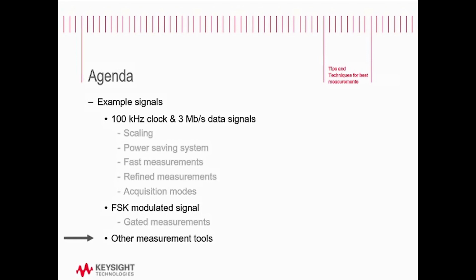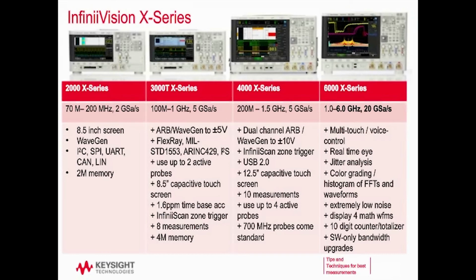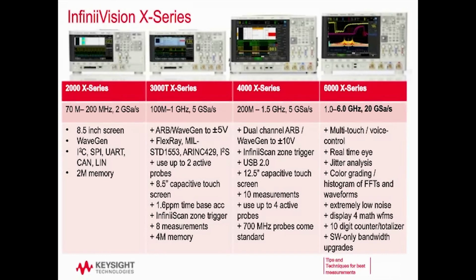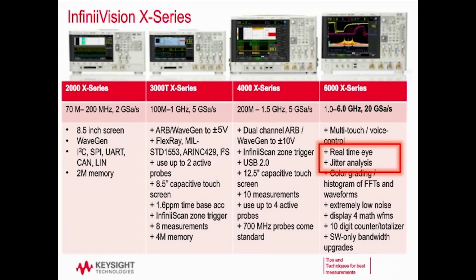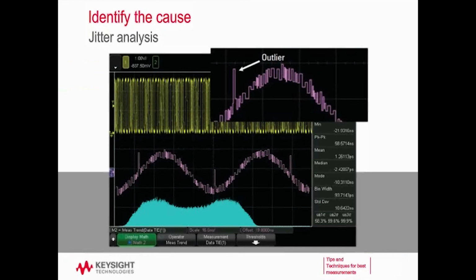So let's look at some other tools and techniques you can use to make measurements on your system. So here, briefly, here's our Infiniium X Series oscilloscope family. We're going to look briefly at the real-time eye and jitter analysis capabilities that we have on the 6000X series. You can see the 6000X goes up to 6 gigahertz, so we can see much faster signals. We get 20 gigasamples a second.